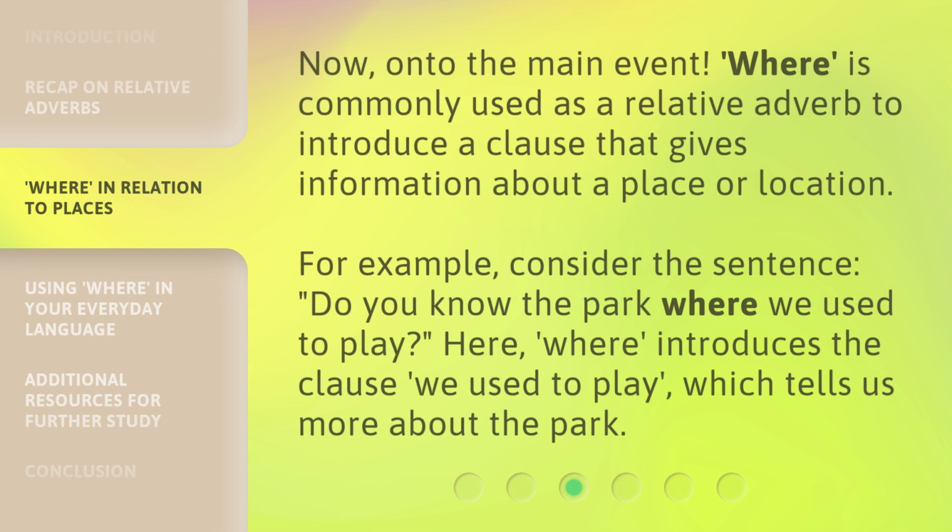Now, on to the main event. "Where" is commonly used as a relative adverb to introduce a clause that gives information about a place or location. For example, consider the sentence, "Do you know the park where we used to play?" Here, "where" introduces the clause "we used to play," which tells us more about the park.